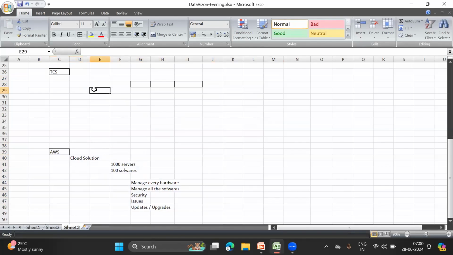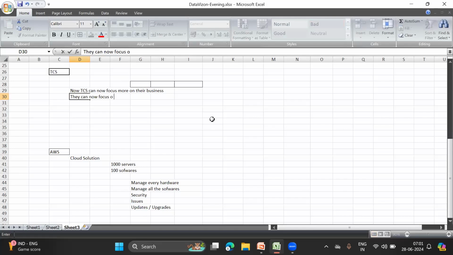Now, there is one more thing. What does TCS have to do now? TCS can now focus more on their business, right? Because they now have so much free time. They are now free from a lot of headache, a lot of worries, and a lot of tension. They can now focus on their business. Let's say there is a huge wave of AI/ML coming. They can now focus on their employees, and on new technologies.